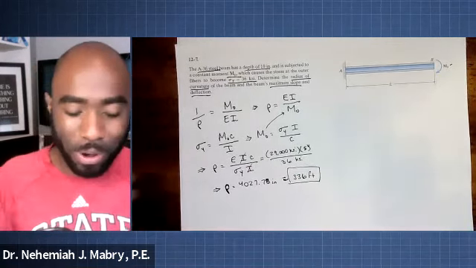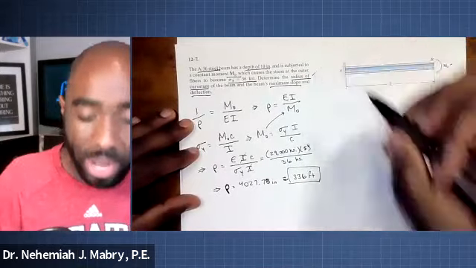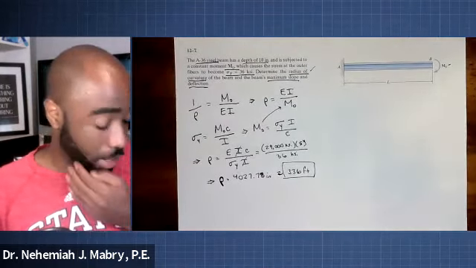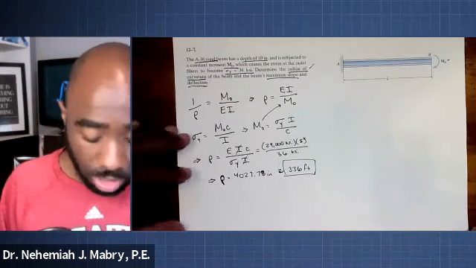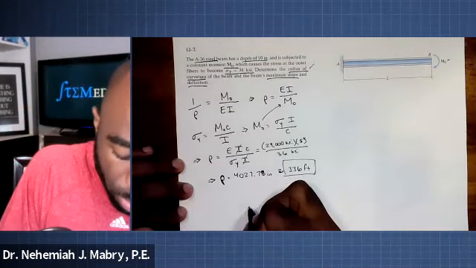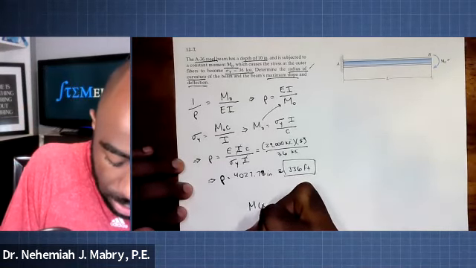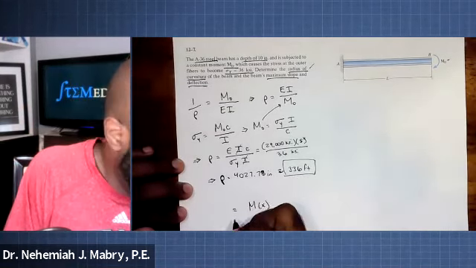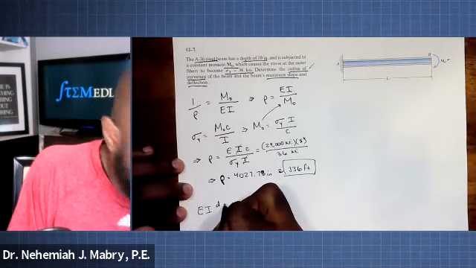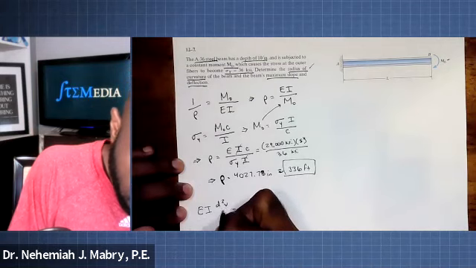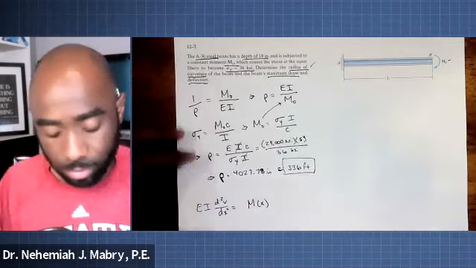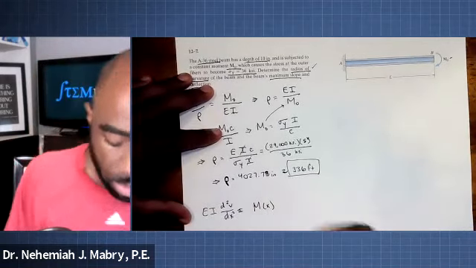That is the first part of this problem that we're asked to solve. Now, the next part gets pretty involved because we're going to need to jump into our process of solving for M sub x, which we know to be EI times d squared v over dx squared. That's what we know to be the case.